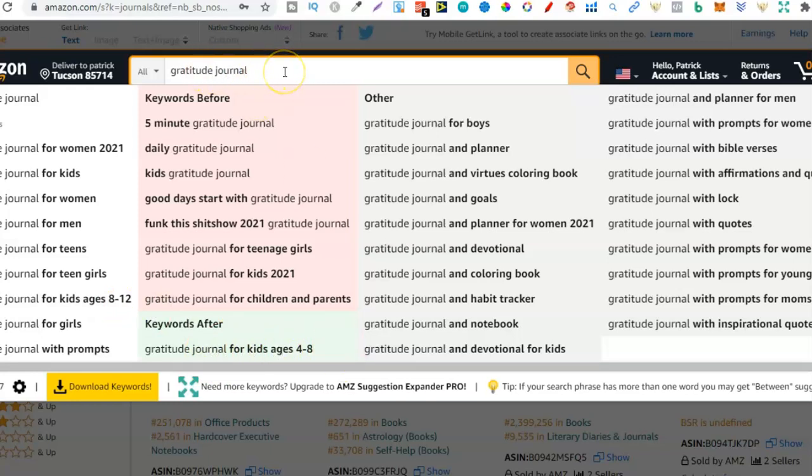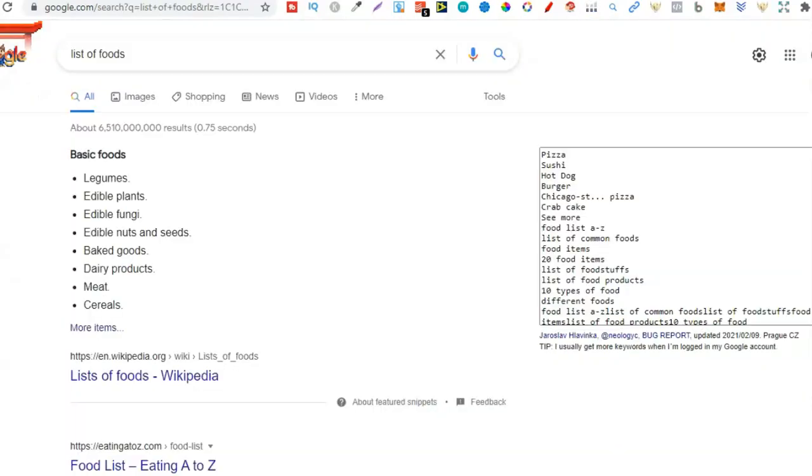Now when it comes to journals, it's going to be the same. Everything is an absolute niche. So we can go over to list of foods, list of sports, list of hobbies, and lists. This is how I find all of my niches.